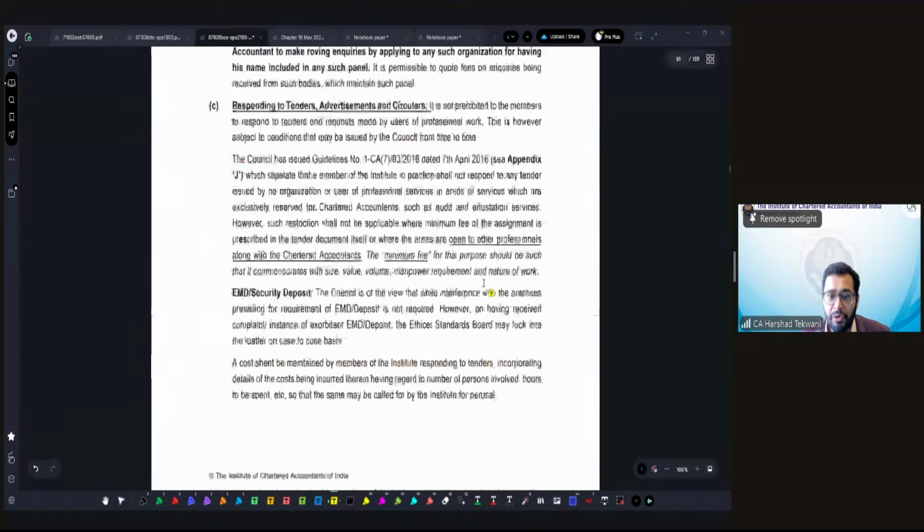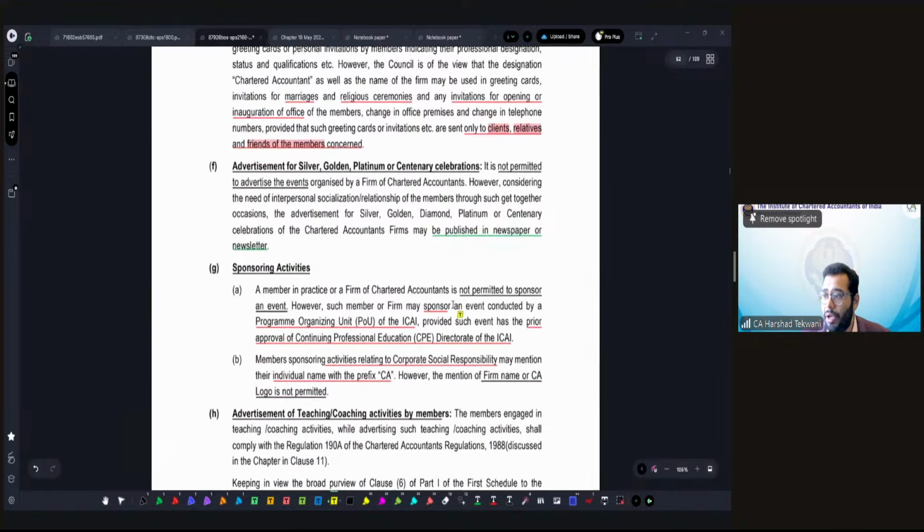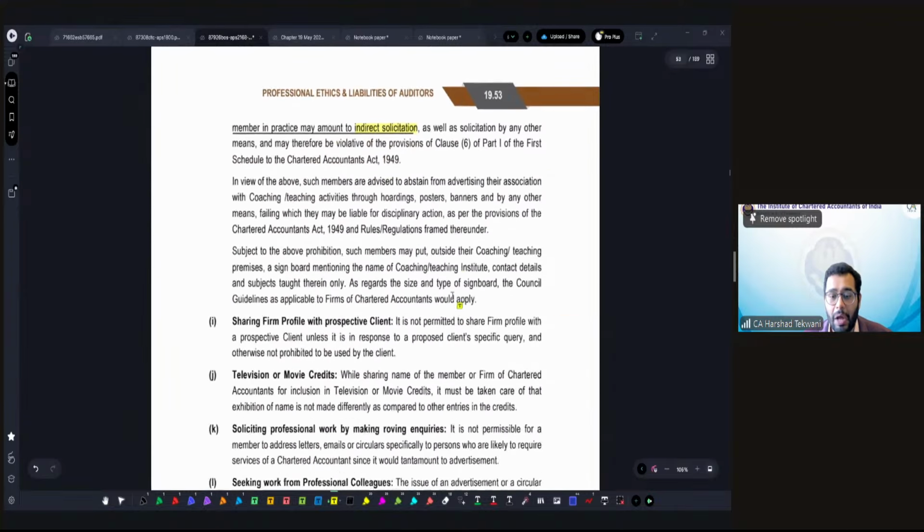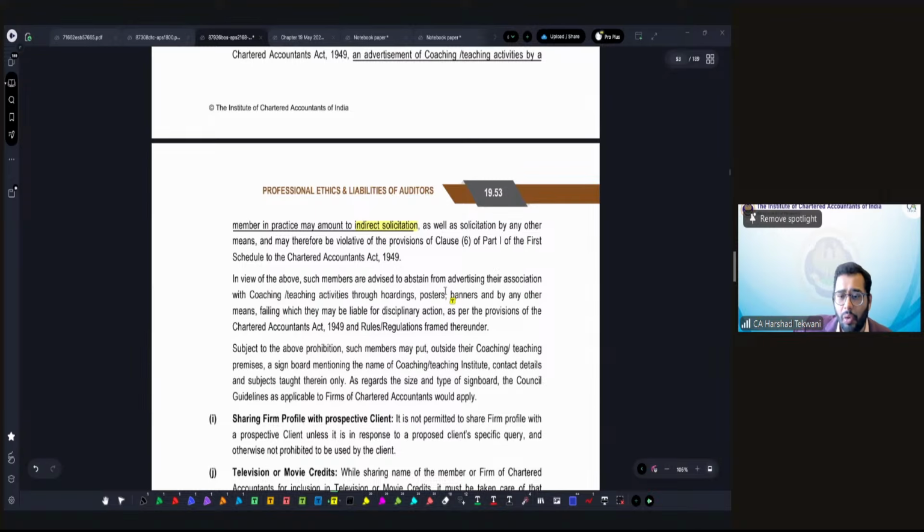So that is not allowed. Hoardings, posters, banners, or any other means of advertisement will not be allowed, except at their coaching institute. They can put them at their coaching institute, but not somewhere else. Hoardings, posters, banners, any other means may be put outside their coaching or teaching premises, like a signboard mentioning details such as name, coaching institute, contact details, subjects taught. That is permissible. Anywhere else is not permitted and will be liable for disciplinary action. But if it is outside the coaching or teaching premises, fine.